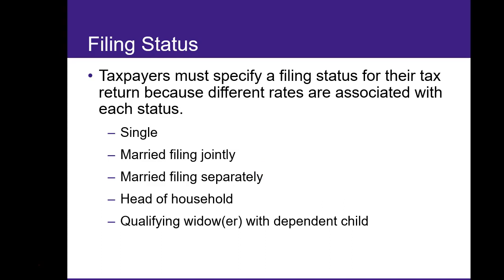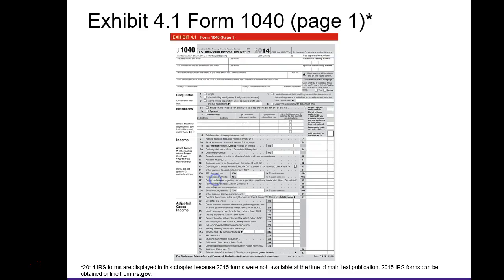Your filing status. This is extremely important when preparing your tax return. What is the appropriate filing status to choose? Well, on the IRS website, they have the rules that tell you what the qualifications are for these different filing statuses. So if you're not sure about filing single or head of household, married filing jointly, married filing separately, on the IRS website, they will give you the qualifications for these different filing statuses.